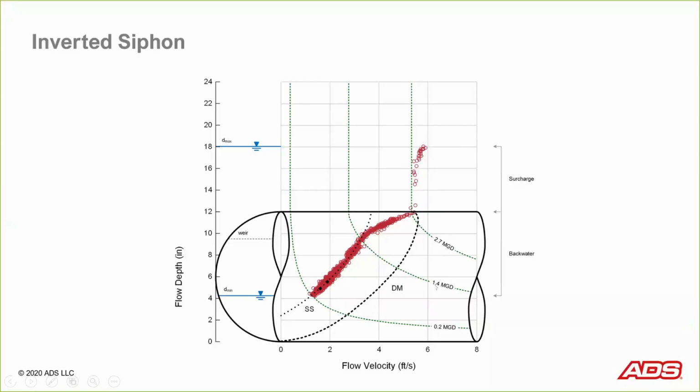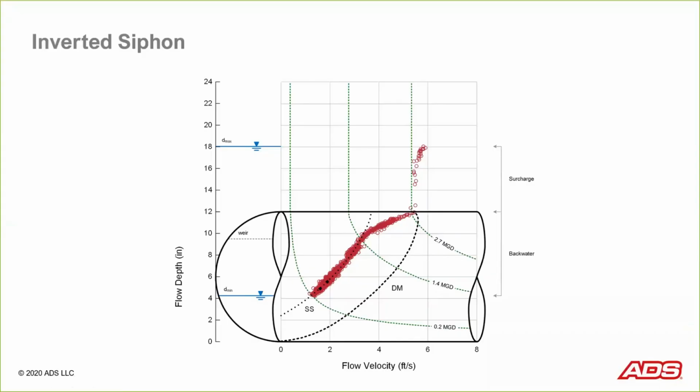Now, when we run full, we're running at 2.7 million gallons per day. That means I have 1.4 going through the first barrel, and it means that I have 1.3 million gallons per day going through the second barrel. So you can do the math there on the second barrel, and that's 5.76 feet per second. Again, that's a good thing.